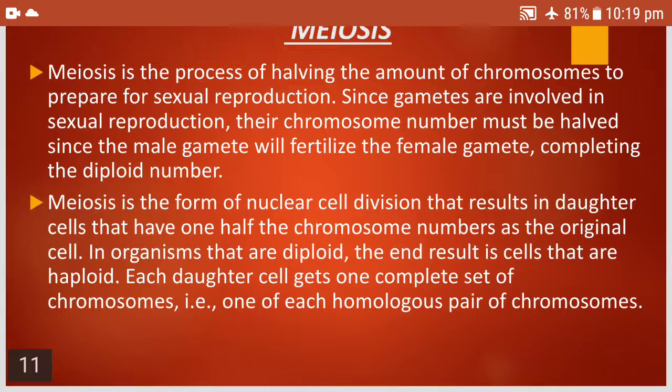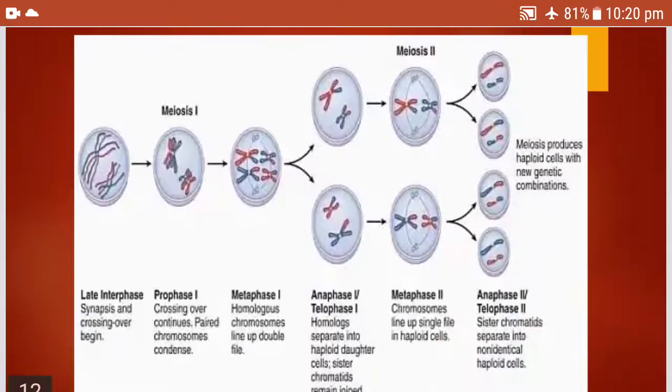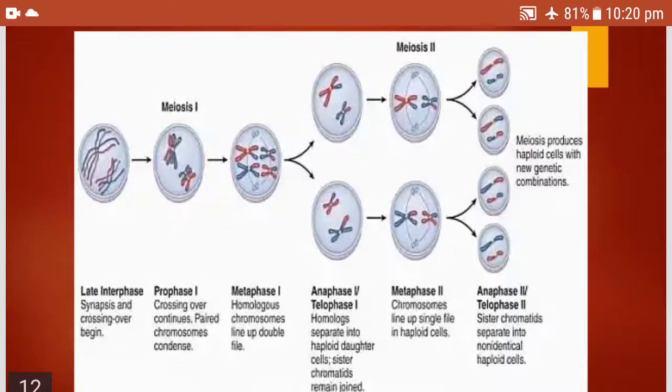There are always pairs, as I told you, 23 pairs, out of which 22 pairs are called autosomes and one pair is called the sex chromosome. Out of that homologous pair of sex chromosomes, only one chromosome will be received by the daughter cell. Like this, meiosis takes place. It is also called the reductional division because the number of chromosomes is reduced.